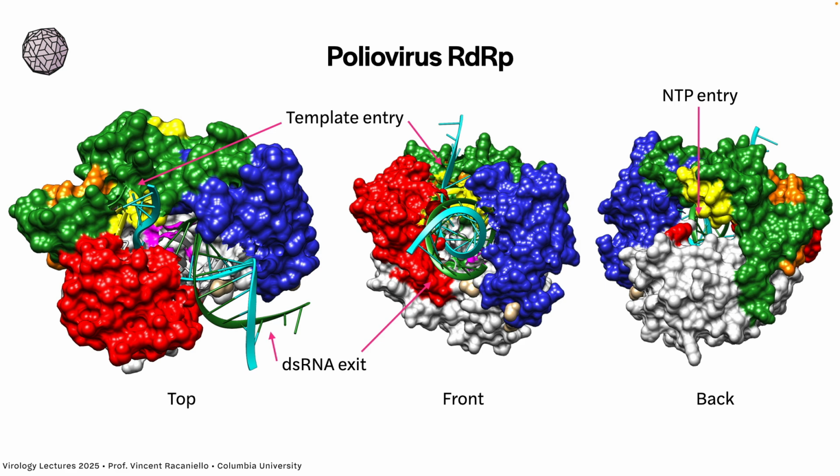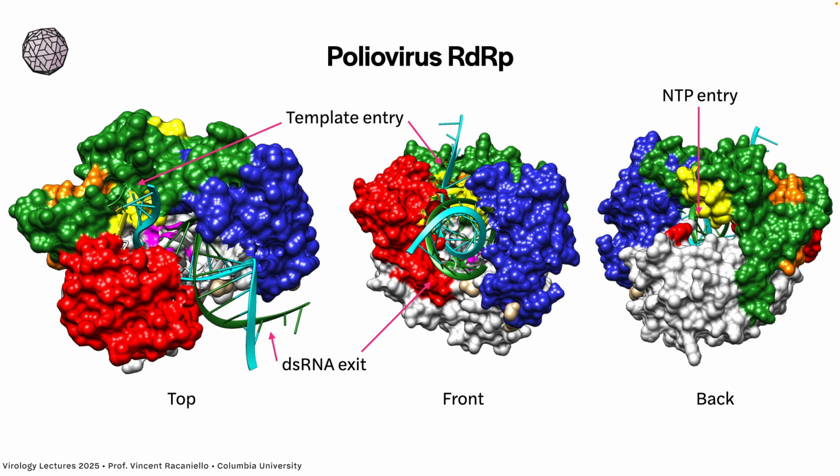I have 3 different views here of the polio polymerase. We have the top, we have the front, and we have the back. So the top shows you where the template comes in. So the single-stranded plus RNA comes in the top of the enzyme, and you can just see in yellow there, that's part of the active site. And there in magenta, those are the 2 magnesiums that coordinate the 2 aspartates. We've colored them in magenta.